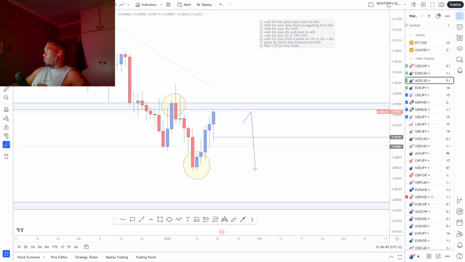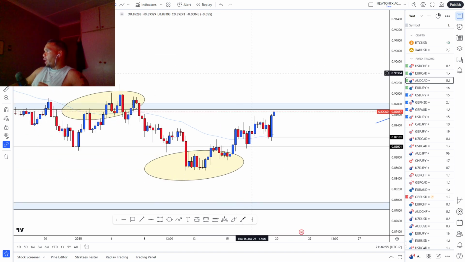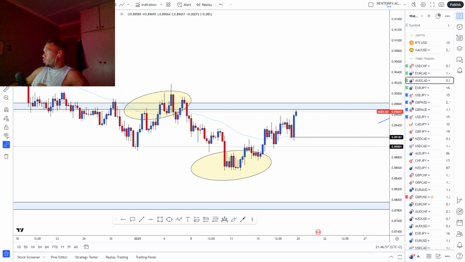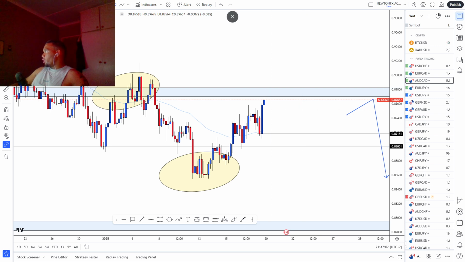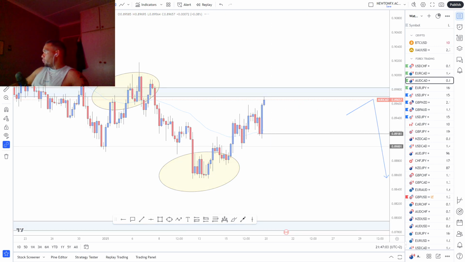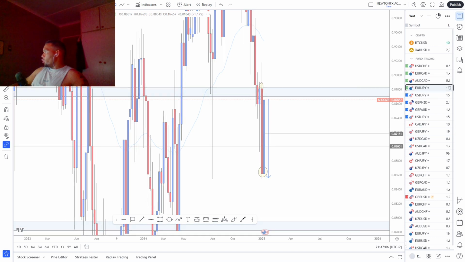The 4 hour, as you guys will notice right now, is currently bullish. So I will wait for the 4 hour also to shift in my direction, right? So before I will execute this trading position. So let's jump into a final market, Euro JPY.